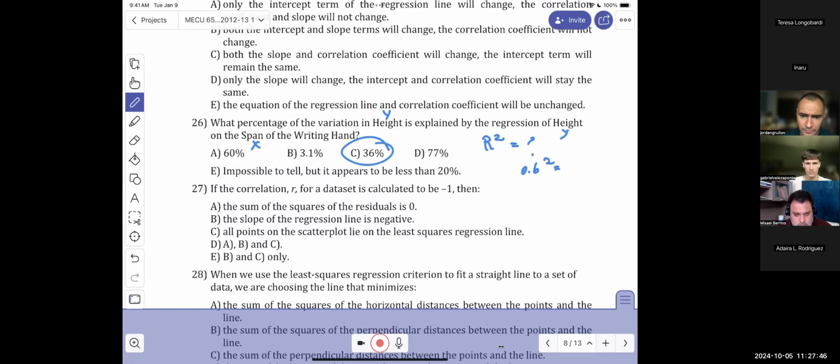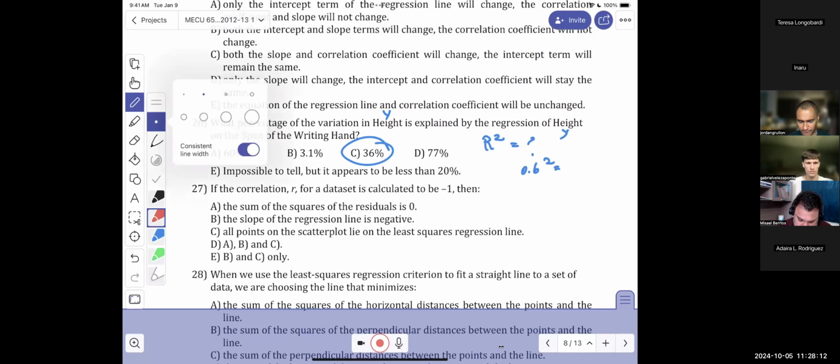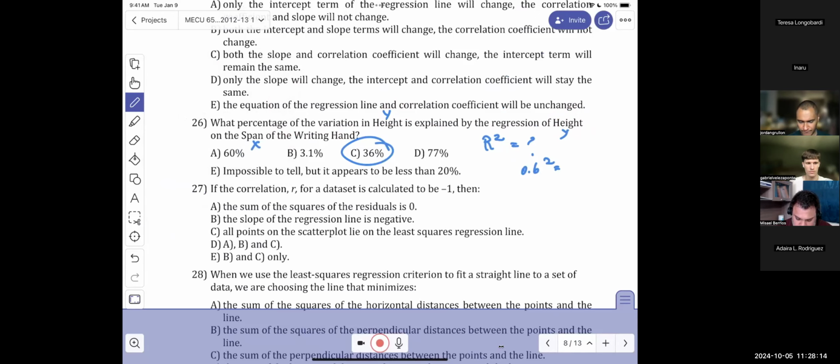So that's the statement of r squared: the percentage of variation in y explained by the regression of height on the span of handwriting, on X. It's just another way to refer to r squared.